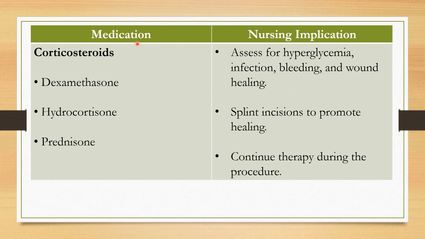The third group of drugs is corticosteroids, which include dexamethasone, hydrocortisone, prednisolone. The nursing implications are assess for hyperglycemia, infection, bleeding and wound healing, splint the incisions to promote healing in surgery, continue therapy during the procedure if the patient is going for an operative procedure. Continuing the therapy avoids withdrawal and adrenal crisis.